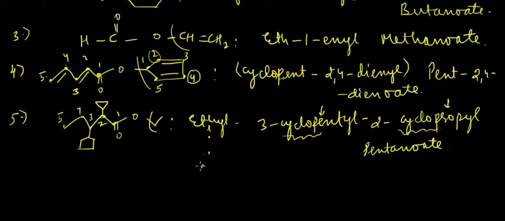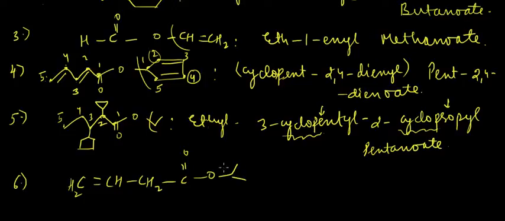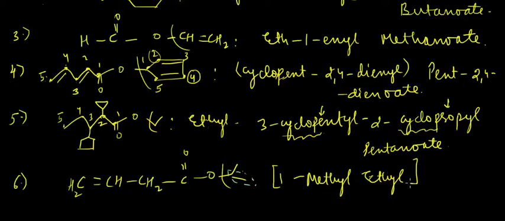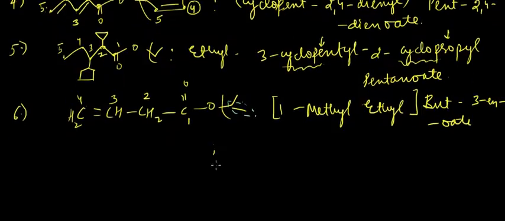Okay, let's look into the sixth example. In the sixth example we have something like this. Again, the longest carbon chain attached to the left hand part would be 2, and we have 1-methylethyl. Then on the right hand part 1, 2, 3 and 4, but is the word root, and on the third carbon atom ene is attached, and then oate. Okay, I hope this is clear.